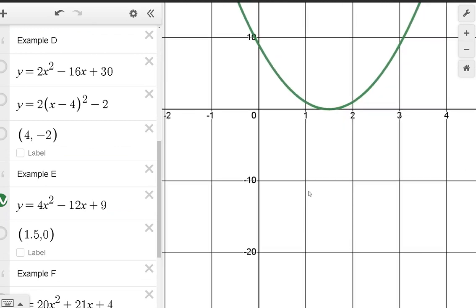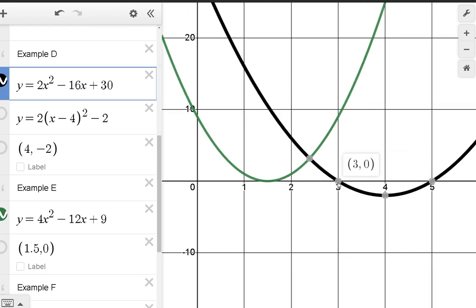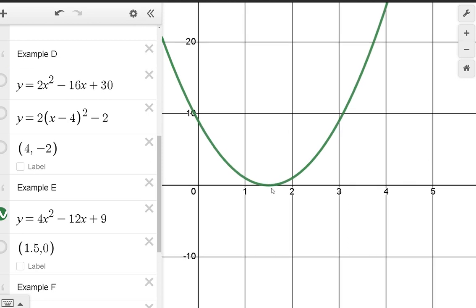What's unusual about this one? There are no x-intercepts. There's kind of one. There's one x-intercept. So instead of getting, say, 2 x-intercepts like we do with some of the problems, like problem D gave us 2 x-intercepts, this one only gives us 1 x-intercept.